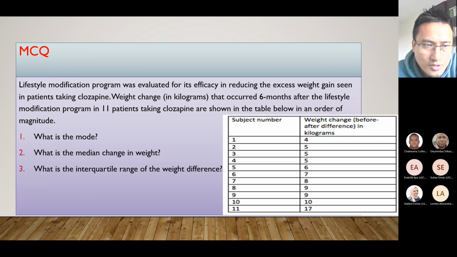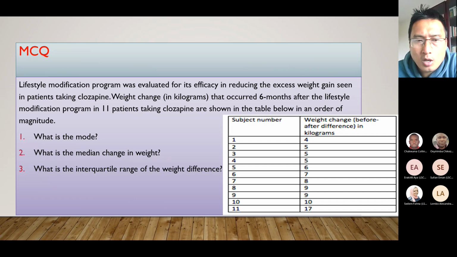In this MCQ, it says a positive modification program for reducing excessive weight in patients taking clozapine. Weight change in kilograms. On the left hand side, there is the number of clients. On the right hand side, that is the kgs. There are 11 people in the clozapine clinic, ordered by magnitude. In this one, you have to calculate the mode, the median, and also the interquartile range of the weight difference.